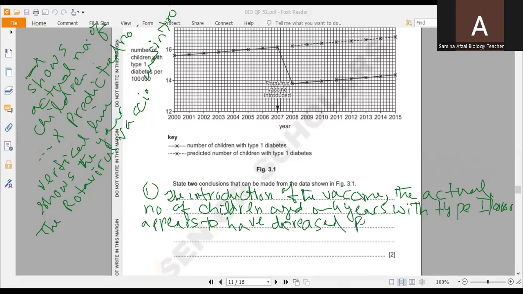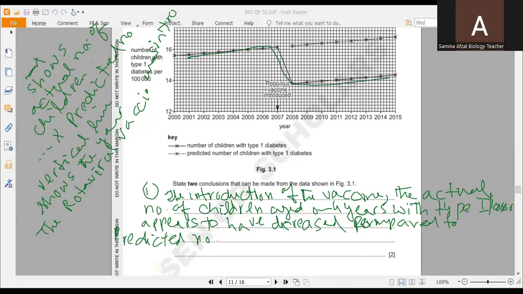As compared, decreased compared to the predicted number. For example, you can see this line, the upper line. So this line shows that after the introduction of the vaccine, the number is decreased. So this line I'm talking about, this is the evidence.